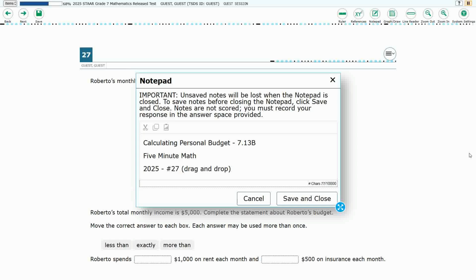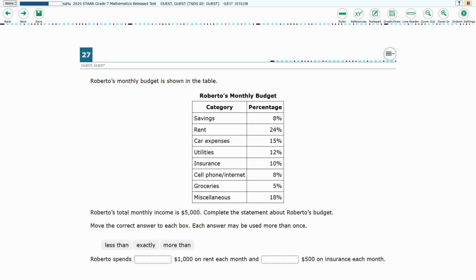Today we are looking at the 7th grade concept of calculating personal budget with the standard 7.13b in the great state of Texas, and we are using item number 27 of the 2025 released STAAR test. If you haven't done so already, please take a moment to pause the video, work this problem out on your own, unpause it, and we will look at our answers together.